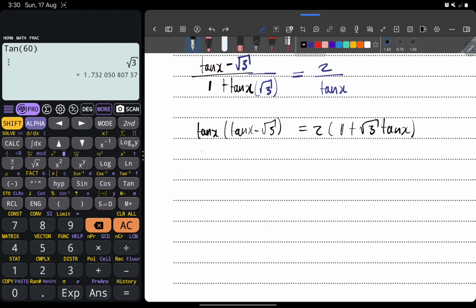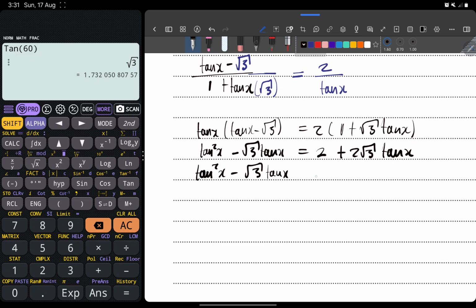You can see tan x times tan x becomes tan squared x minus root 3 tan x. This is going to be equal to 2 times 1 is 2 plus 2 root 3 tan x. Are you seeing this? Now what are we going to do? Let's take to the side where tan squared x is. So it becomes tan squared x minus root 3 tan x. Then this plus 2 root 3 tan x becomes minus 2 root 3 tan x. Then this 2 becomes minus 2. This is going to be equal to 0.